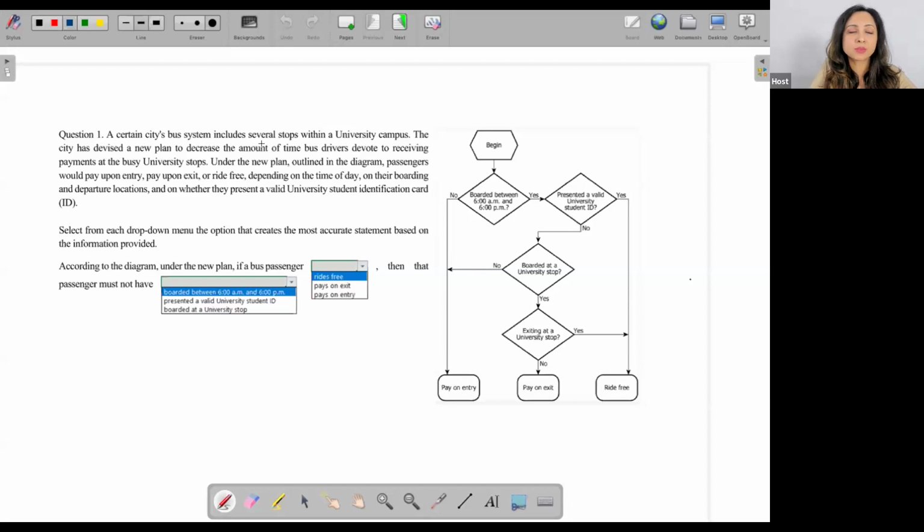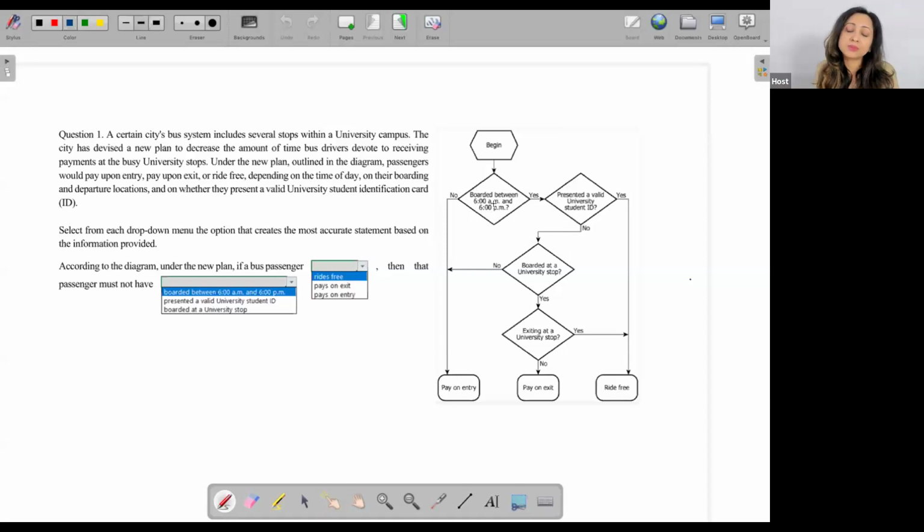A certain city's bus system includes several stops within university campus. The city has devised a new plan to decrease the amount of time bus drivers devote to receiving payments at the busy university stops. Under the new plan outlined in the diagram. So here is my flow chart, right? I don't have to go through the entire flow chart, understand every box, understand what is the decision that is being taken over here. I don't have to try to memorize, if this condition is met, then this happens, that happens, or even try to understand, because the flowchart is likely going to be a little more elaborate, whereas for your answer, you don't really need to understand the entire flowchart. There'll be parts where even if you're not focusing on those, you will still get your answer.